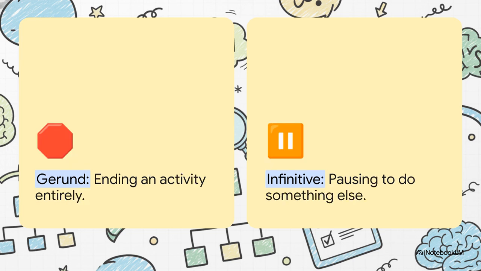We see the exact same thing with the verb stop. Stop plus a gerund means ending an activity entirely, like "we stopped using the old framework." But stop plus an infinitive means you paused whatever you were doing in order to do something else: "She stopped to check the error logs." Mastering this specific nuance reflects incredibly well on your formal language level. It shows a truly precise command of English.